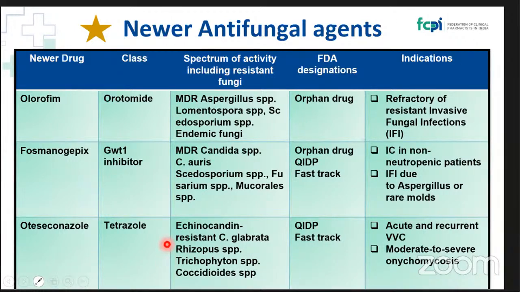Oteseconazole belongs to the category tetrazole. It's an azole antifungal agent. They have broad activity against echinocandin-resistant Candida glabrata and other dimorphic fungi. They are approved for treating acute recurrent vulvovaginal candidiasis and moderate to severe onychomycosis.